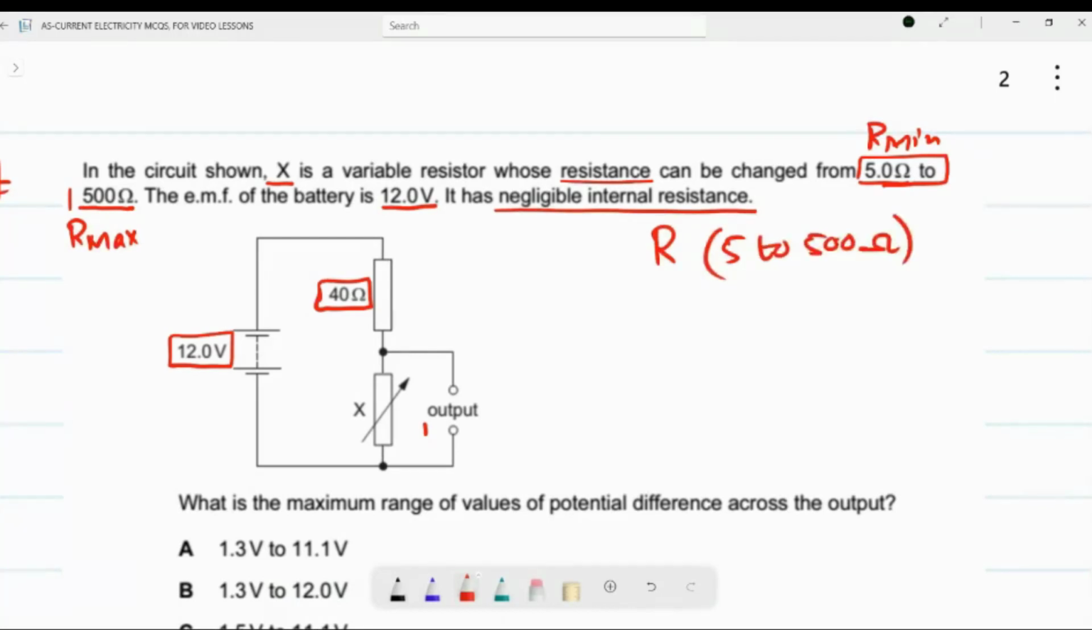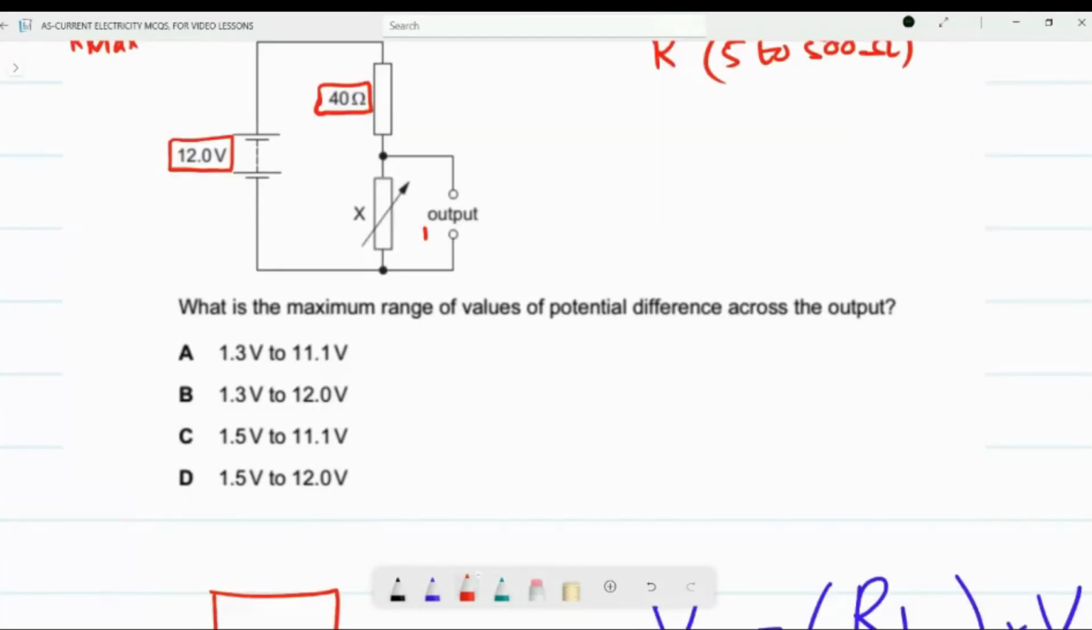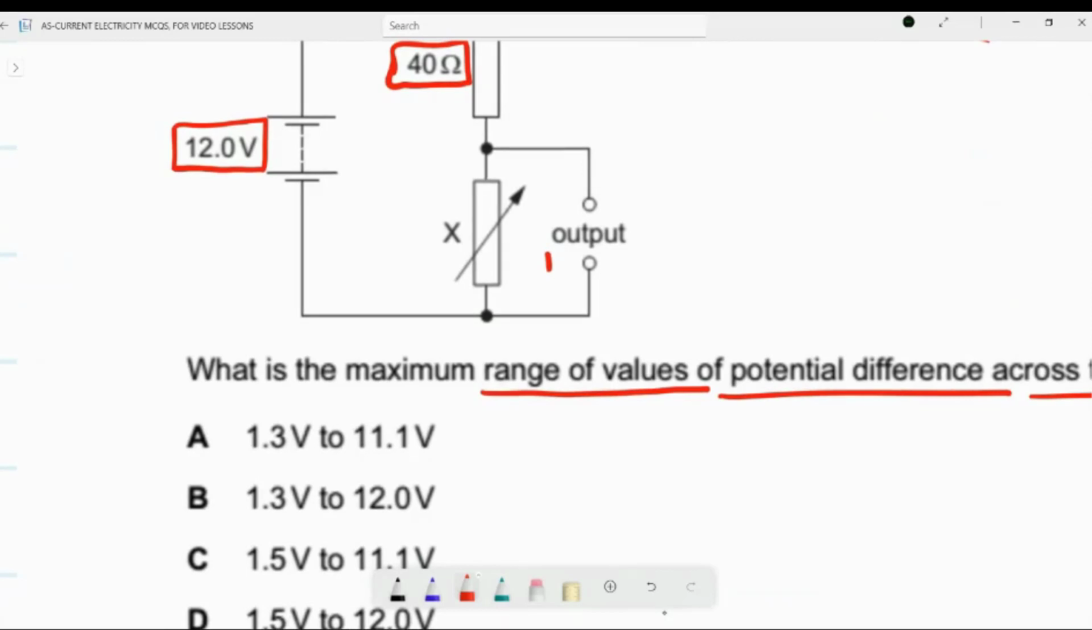Now all is the game over here. What is the maximum range of values of the potential difference across the output? It means we have to find out the output over here. The output will depend upon the resistance of X. When R is minimum, V will be minimum across that, and when R is maximum, V will be maximum across its output.